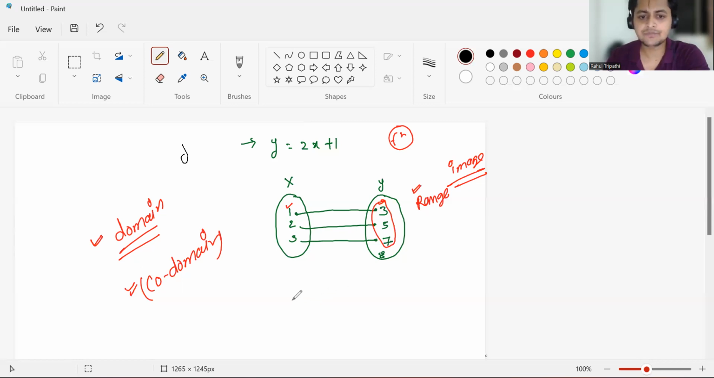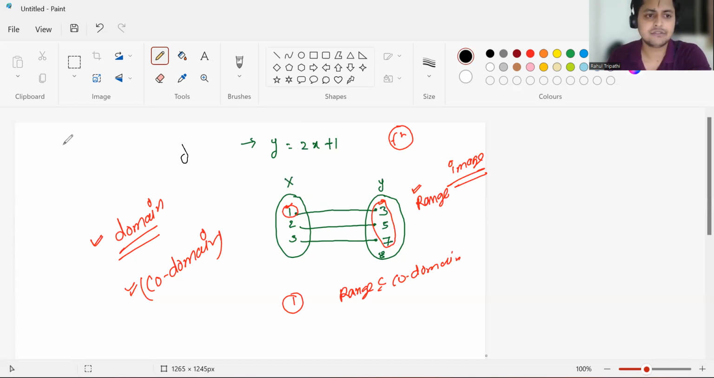Another point is that the range is a subset of the codomain. So these are the basic points you can understand. For an example, if you are passing input 1 and you are getting 2 outputs, in that case, that is not an example of a function.